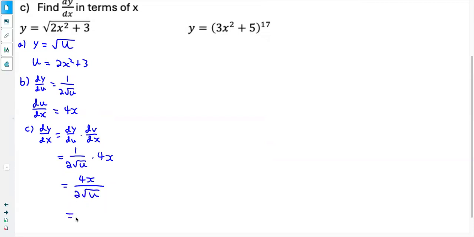Now we need to go through and simplify this. For one thing, we can reduce these, so that's just going to be 2x. And the other thing is we know u is 2x squared plus 3. So we've got 2x over the square root of 2x squared plus 3.